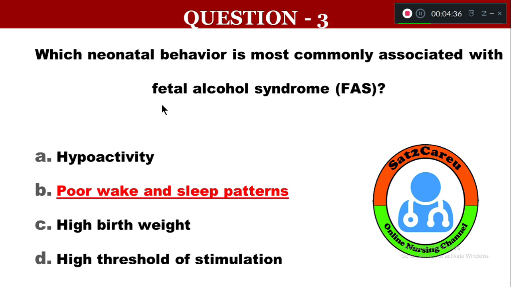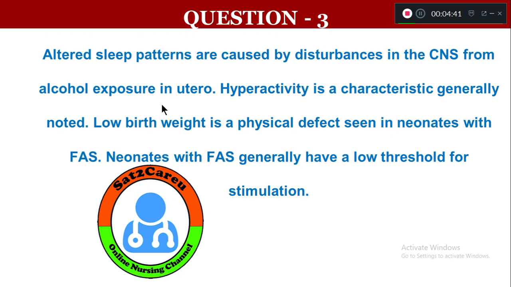Option B, poor wake and sleep pattern, is associated with fetal alcohol syndrome. The rationale here: altered sleep patterns are caused by disturbance in the central nervous system from alcohol exposure in utero. Hyperactivity is generally noted. Low birth weight is a physical defect seen in neonates with fetal alcohol syndrome. Neonates with fetal alcohol syndrome generally have a low threshold for stimulation. They don't have a high threshold for stimulation. Hence, the answer, altered sleep pattern, is right here.